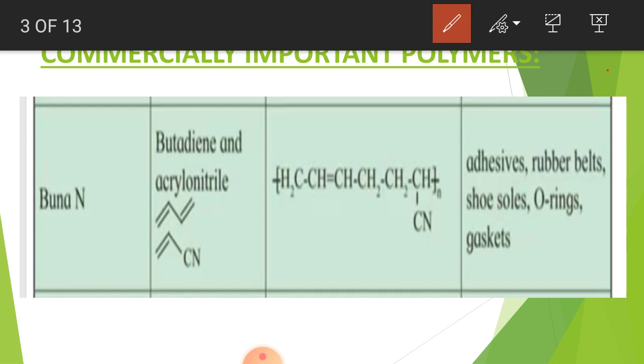What is its application? It is used in adhesives. It is used in rubber belts, shoe soles which we are using, O-rings, and the gasket in your pressure cooker. We are using the rubber, that is your gasket. So students, your Buna.